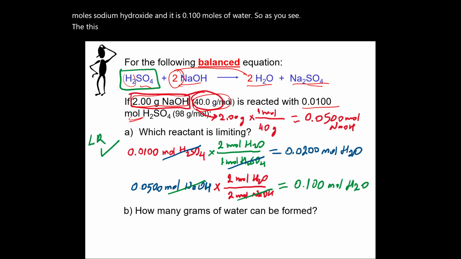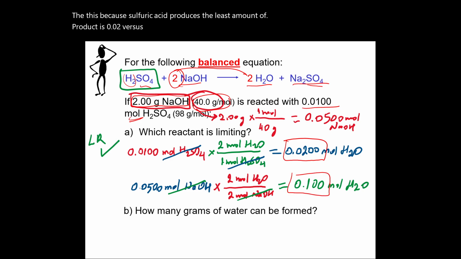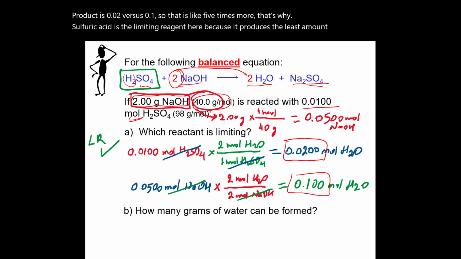So as you see, sulfuric acid produces the least amount of product, 0.02 versus 0.1. So that is like 5 times more. That's why sulfuric acid is the limiting reagent here, because it produces the least amount of water, the product.